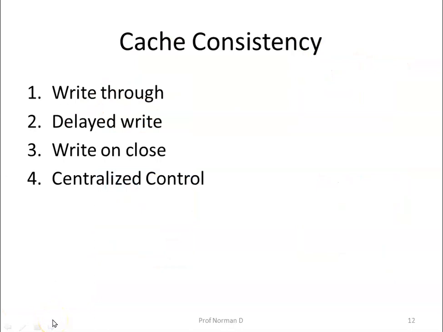Now we will discuss cache consistency. Basically there are 4 different methods where we can handle cache consistency. The first one being write through, followed by delayed write, write on close and centralized control. We'll discuss the write through algorithm first.